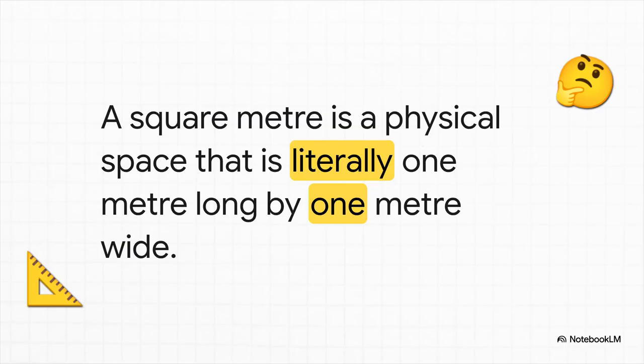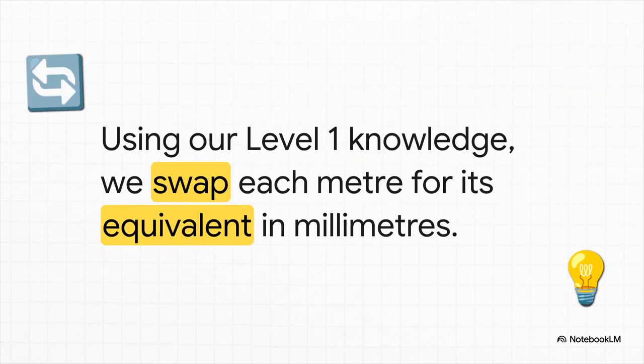And this is so important to visualize. A square meter isn't just some abstract concept. It's a real physical thing. It is literally a square that is 1 meter long and also 1 meter wide. And here it is. This is the aha moment. We just take that level 1 knowledge and we apply it to both sides of our square. We just swap out each meter for its millimeter equivalent. So 1 meter by 1 meter suddenly becomes 1,000 millimeters by 1,000 millimeters.